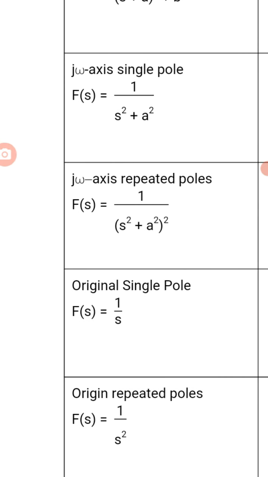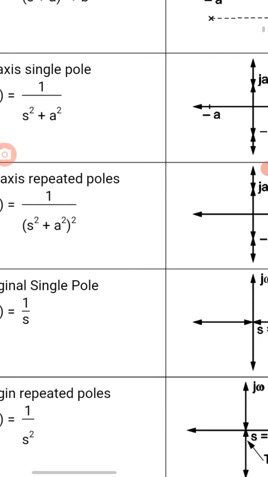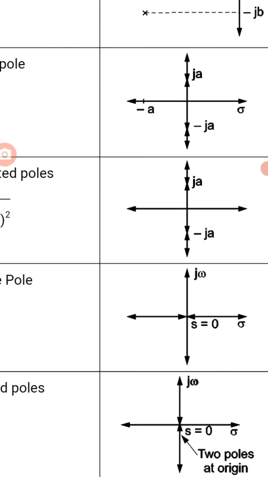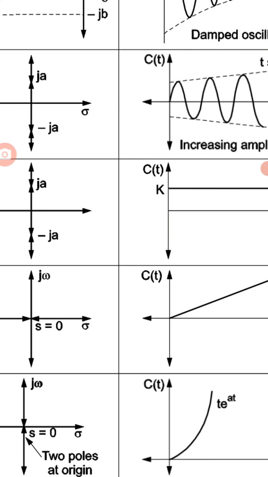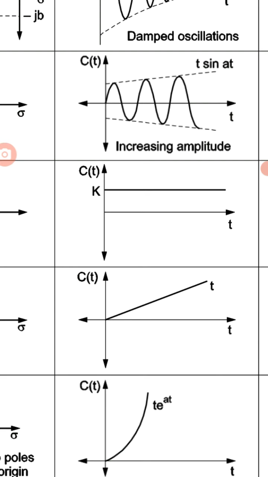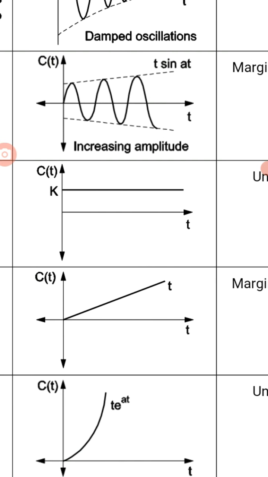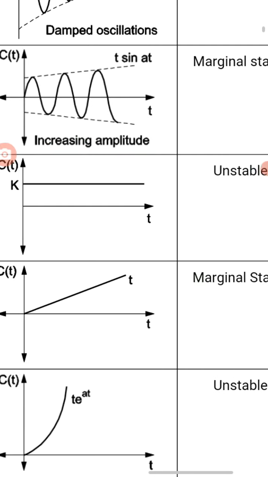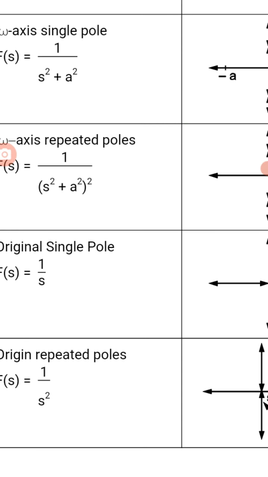Repeated poles on the j omega axis: there are four poles on the j omega axis, repeated poles. Then the system does not settle, the output keeps increasing, so it is called an unstable system.